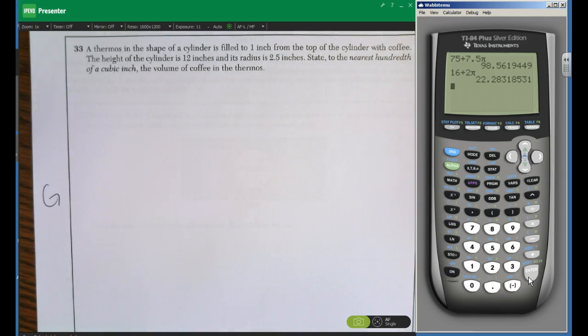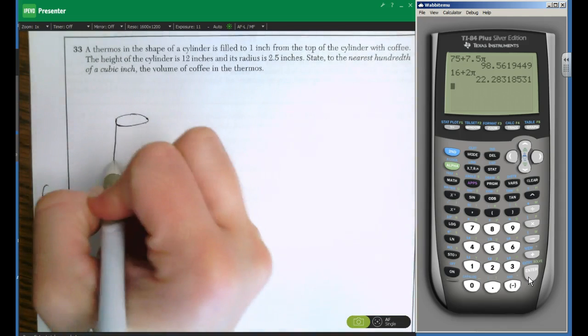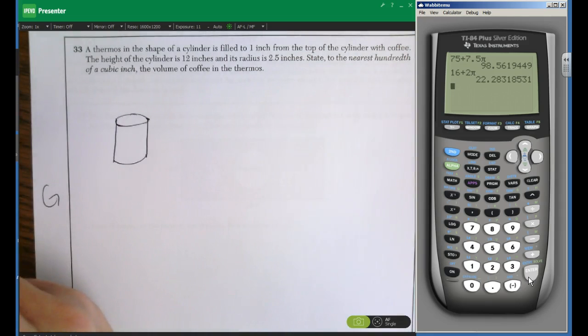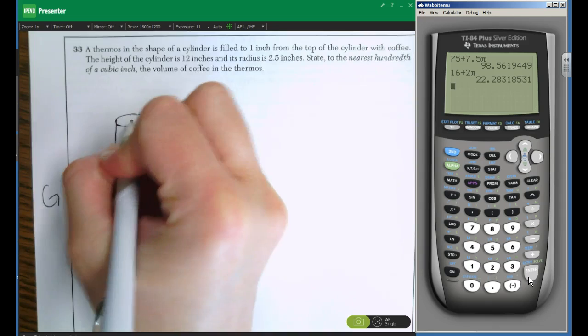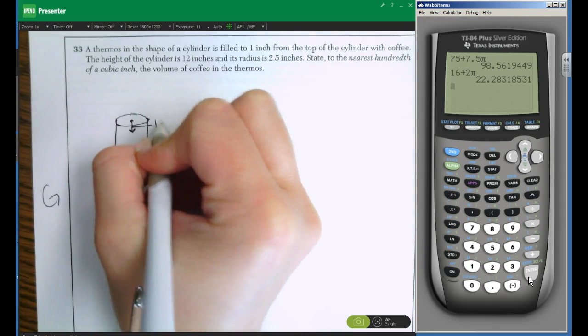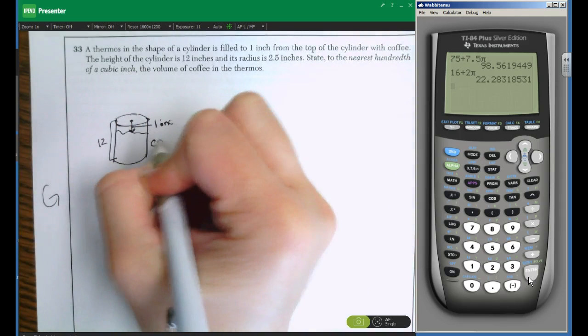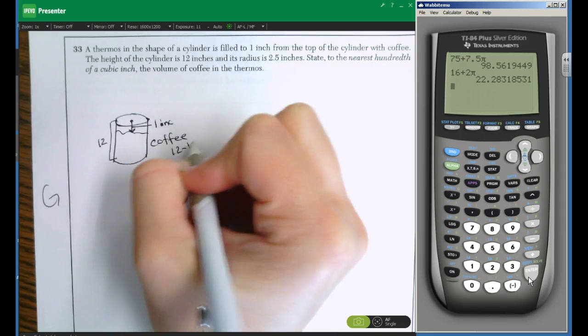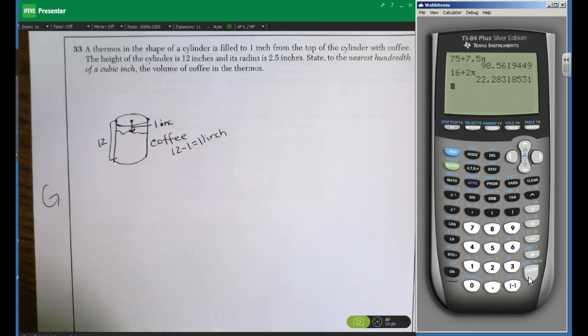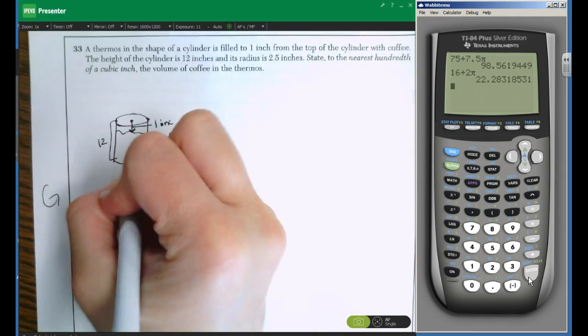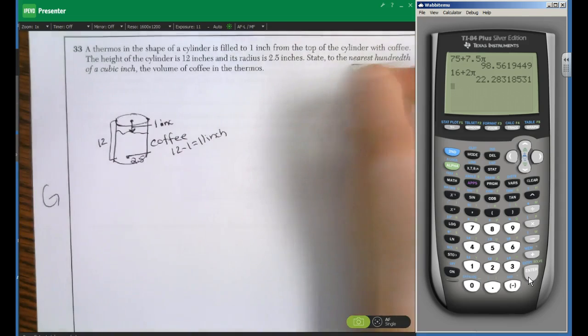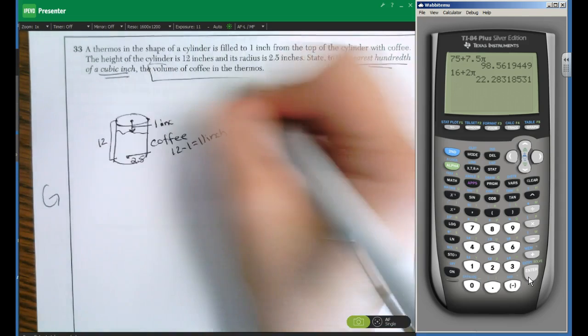A couple more. Okay, here we go, another August 2014. This one is question number 33. A thermos in the shape of a cylinder is filled to 1 inch from the top with coffee. The height is 12 inches, so we know the coffee is only going to be 12 minus 1, which is 11 inches. And the radius is 2.5. State to the nearest hundredth cubic inch the volume of the coffee.